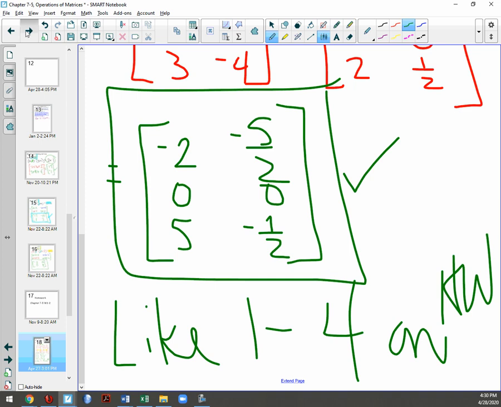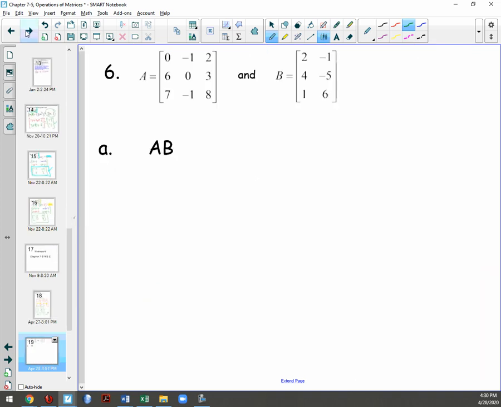Okay, so the next thing I want to talk about is problem number 6. It says find the following if possible. If not possible, write not defined. So number 6, I give you two matrices. I give you matrix A, which is going to be a 3 by 3, and I give you matrix B, which is going to be a 3 by 2. So I want you to find A times B.